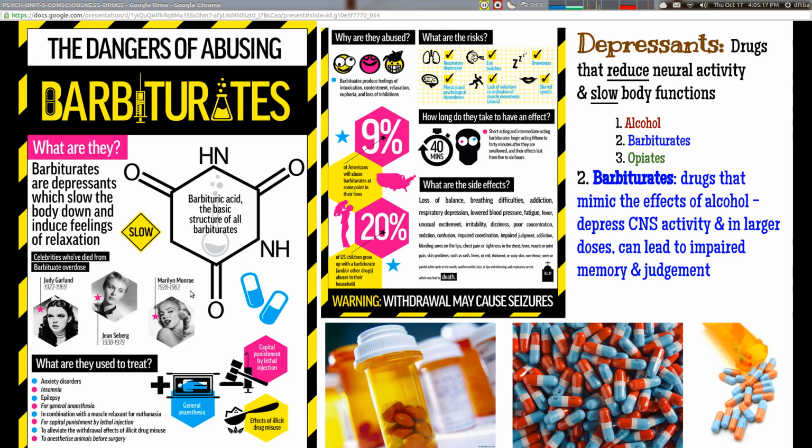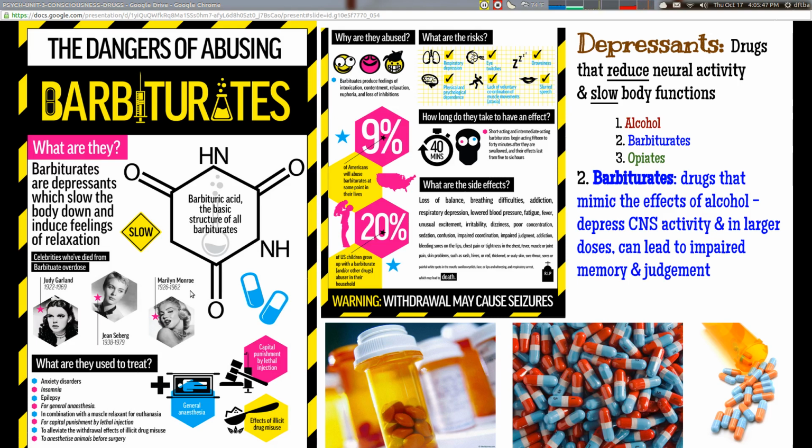But at the top middle there it says, why are they abused? They're abused because of the feelings of intoxication and contentment, the relaxation and the euphoria and loss of inhibitions. This gives someone a feeling like they are going to be fine. It makes them feel really good. And that can be extremely addicting. 20% of U.S. children grow up with a barbiturate abuser in their household. That's a huge number, 2 of 10.